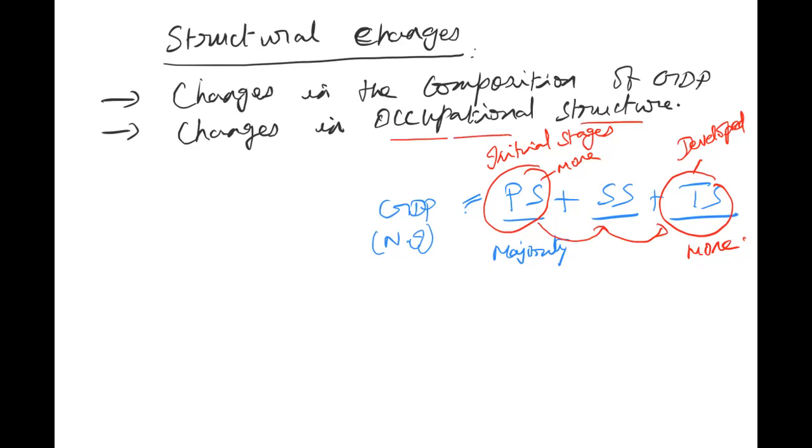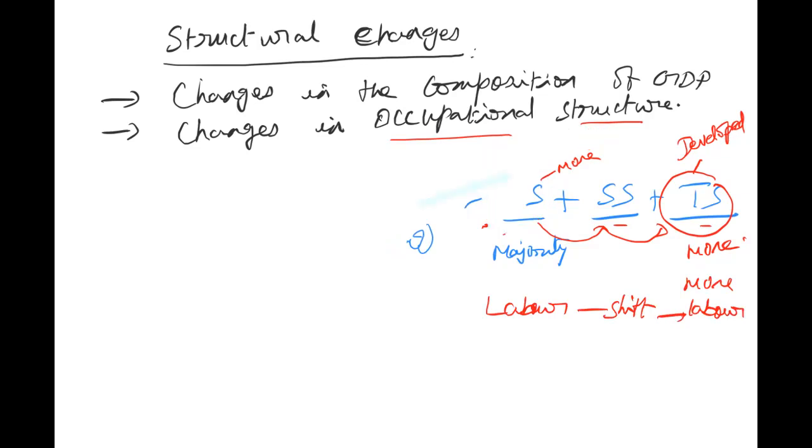In the initial stages, more labor force will be employed in the primary sector, and only a very small percentage of the labor force will be employed in the secondary sector and in the tertiary sector. So again, those changes have to be made. More labor force should be employed in the tertiary sector. So the labor force should shift from the primary sector to the secondary sector and finally shift to the tertiary sector. So those changes have to be initiated by the country. That is the first structural change.